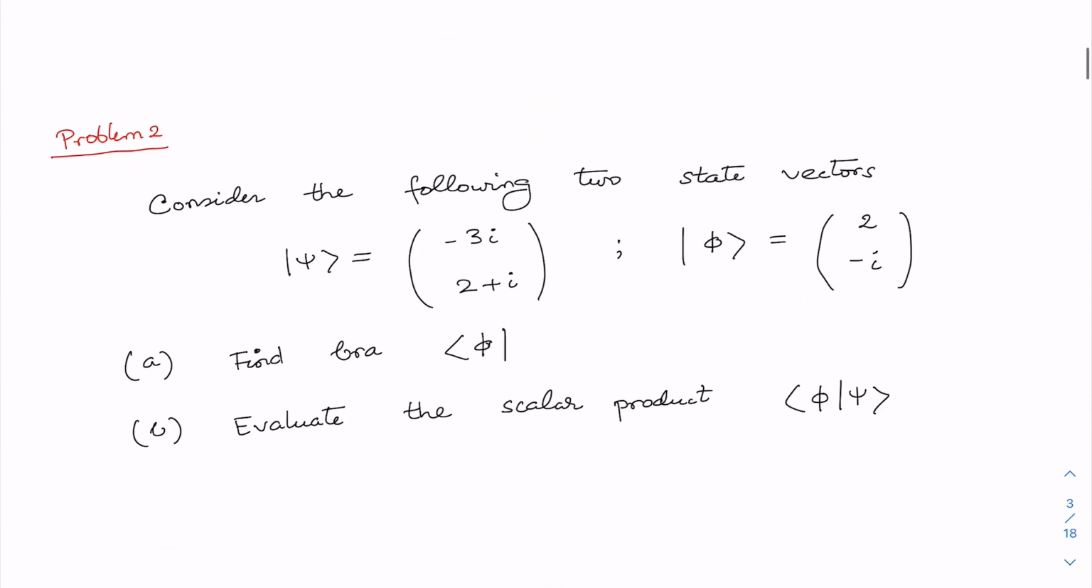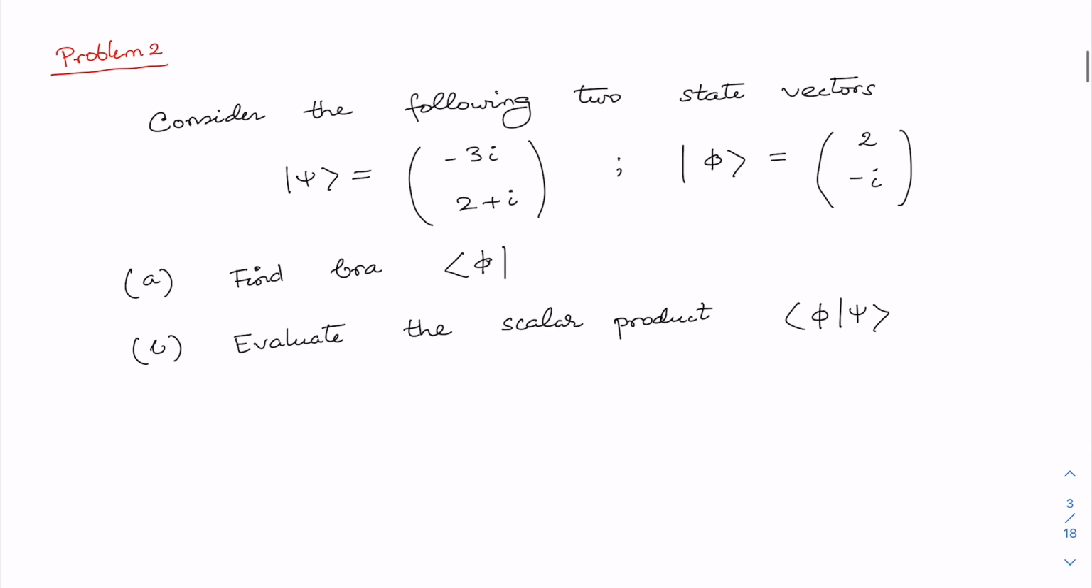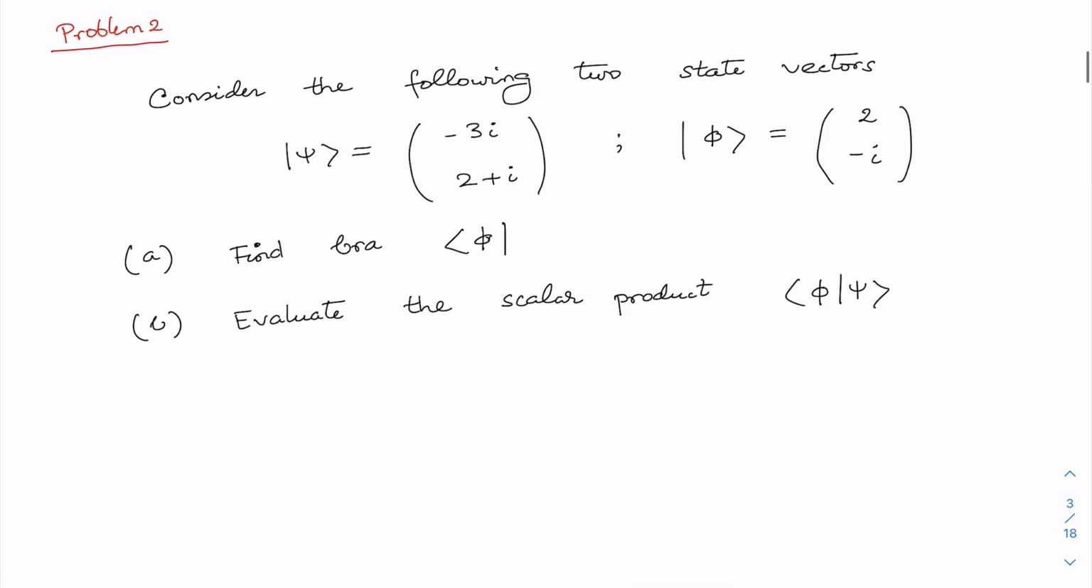Now let us consider this problem. It's a simple problem. Consider the following two state vectors. |psi> is a column vector. Its elements are minus 3i and 2 plus i, and for |phi>, the elements are 2 and minus i. You are asked to find the bra phi, and in the second part you are asked to evaluate the scalar product of these two state vectors. So let us do it.